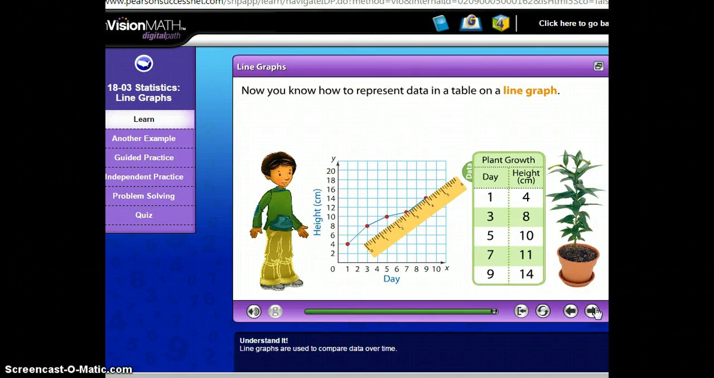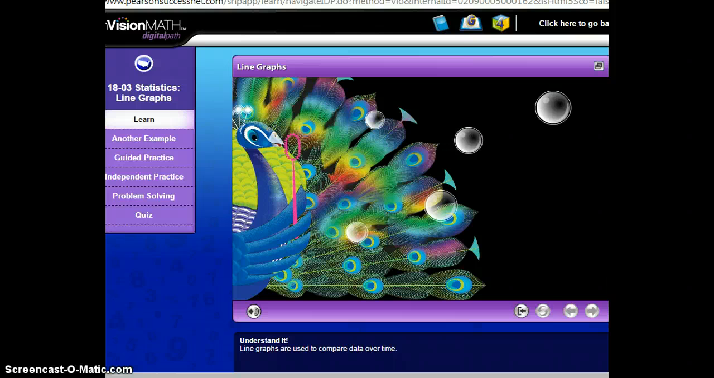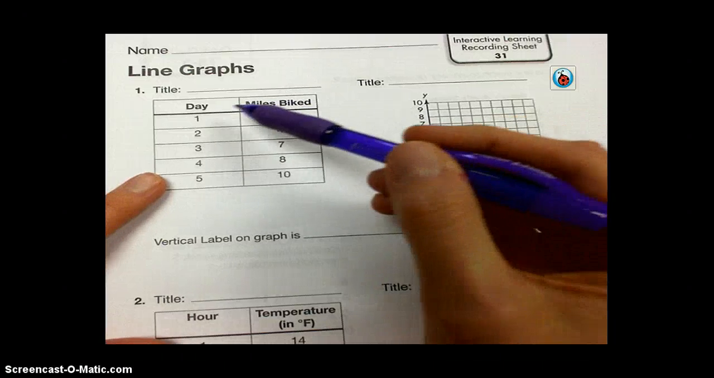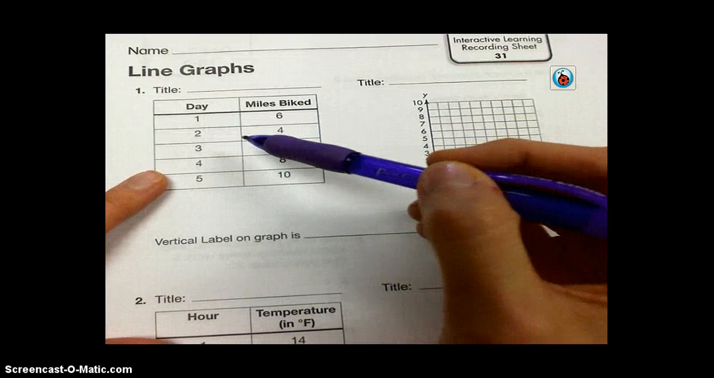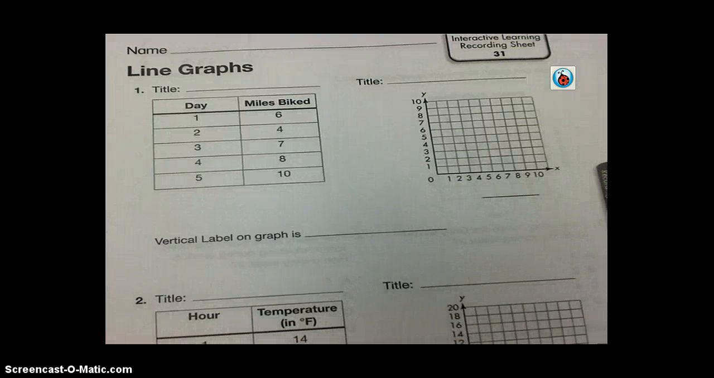Now you know how to represent data in a table on a line graph. So we have this sheet here. We have information, data here. We need to put it on our graph over here, our line graph. We're making the line graph is what we're doing.